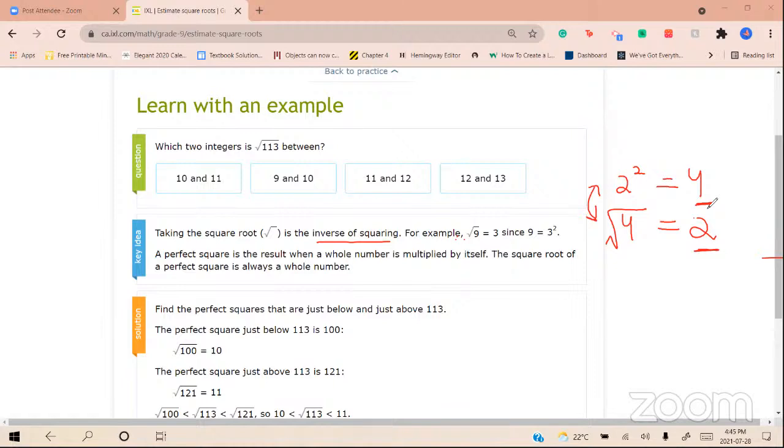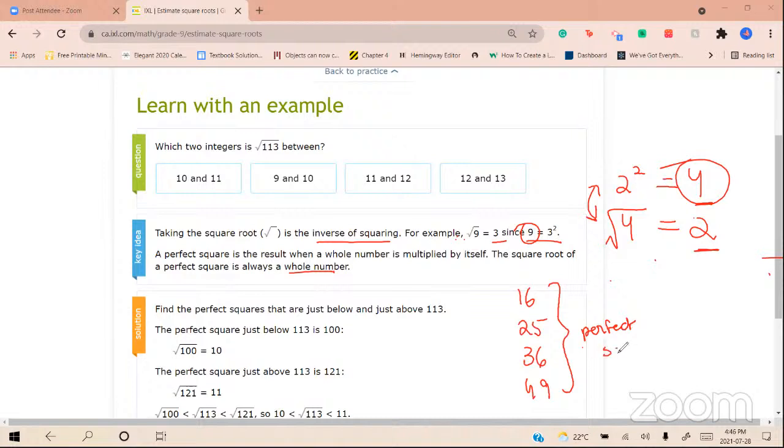Okay, so they give an example: root 9 is equal to 3, and 9 is equal to 3 squared. A perfect square is the result when a whole number is multiplied by itself. The square root of a perfect square is always a whole number. So numbers like 4 or 9, 4 squared is 16, 5 squared is 25, 6 squared is 36, 7 squared is 49. These numbers are all perfect squares.